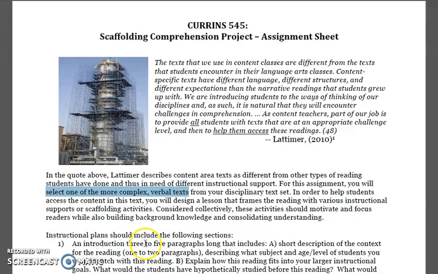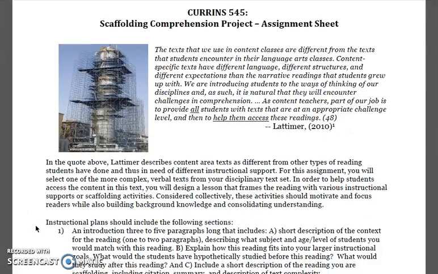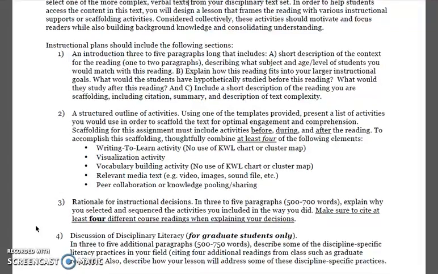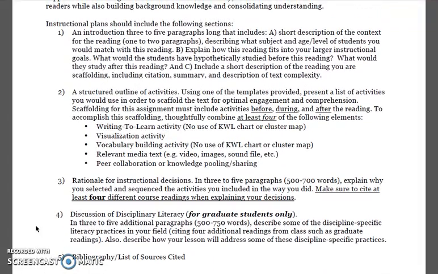And then next it goes into what you need to include, the different parts of the Scaffolding Comprehension Project. And basically there are these 5 parts. Really, if you're not a graduate student, there are just 4 parts to the Scaffolding Project. So first of all, you are to write an introduction to your project. And basically that includes a short description of the context of the reading, describing what subject and age level, etc.